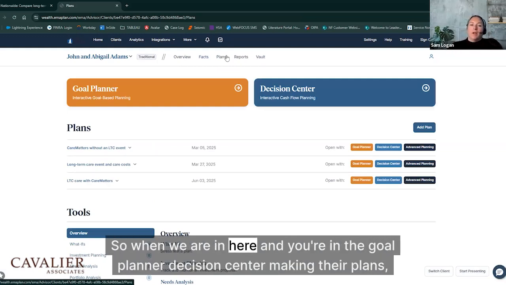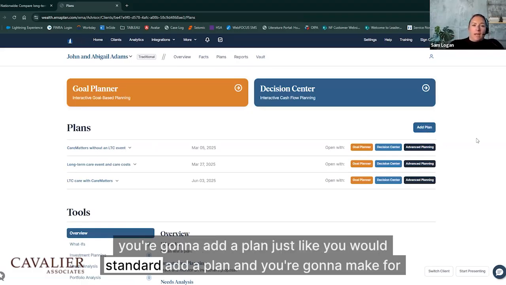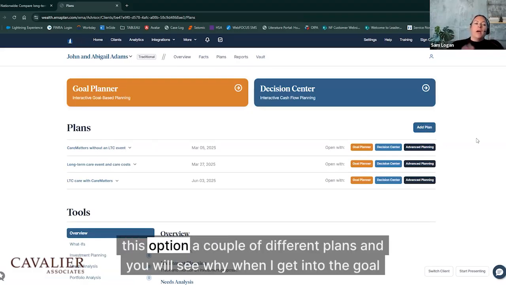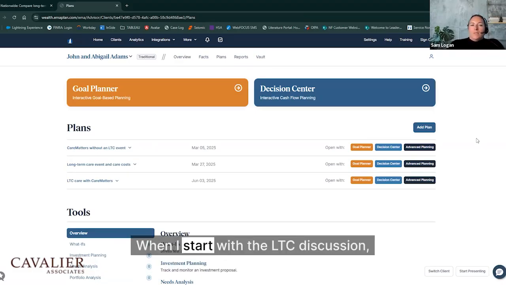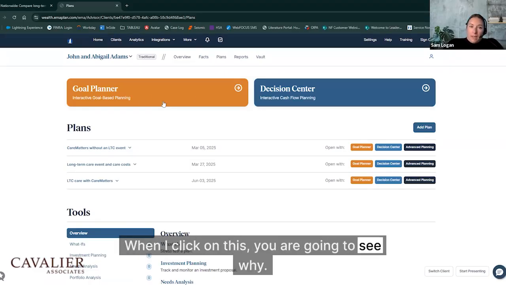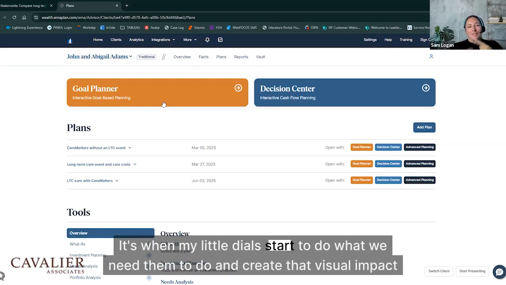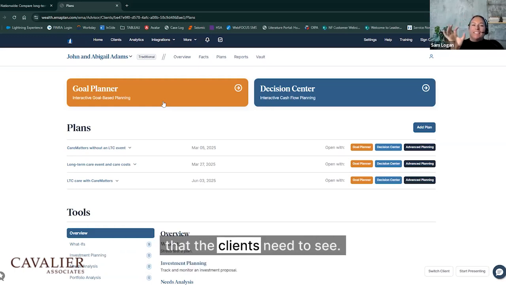So when you're in the goal planner, decision center, making their plans, you're going to add a plan just like you would normally, and for this option you're going to make a couple different plans, and you will see why when I get into the goal planner. When I start with the LTC discussion, I always start on the goal planner. When I click on this, you are going to see why. I love to call this the client gut punch moment. It's when my little dials start to do what we need them to do and create that visual impact that the clients need to see.